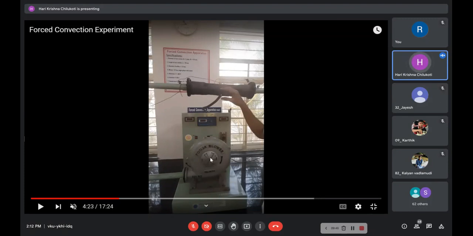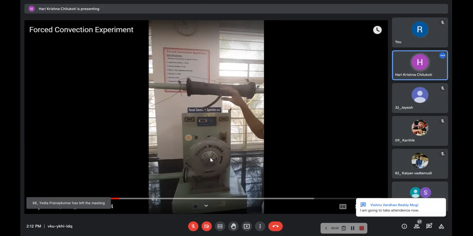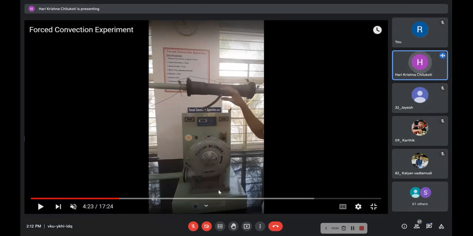to the surface which is at a different temperature, where the fluid and the solid surface both are at different temperatures. The heat transferred in that particular experiment is by natural convection. In this particular experiment, the fluid motion is induced by external means. Here the heat is transported by forced convection.